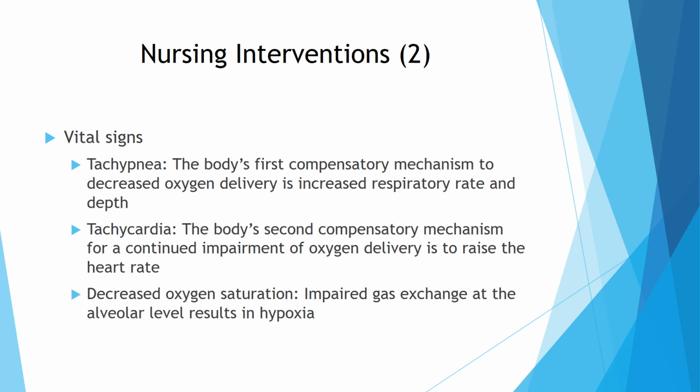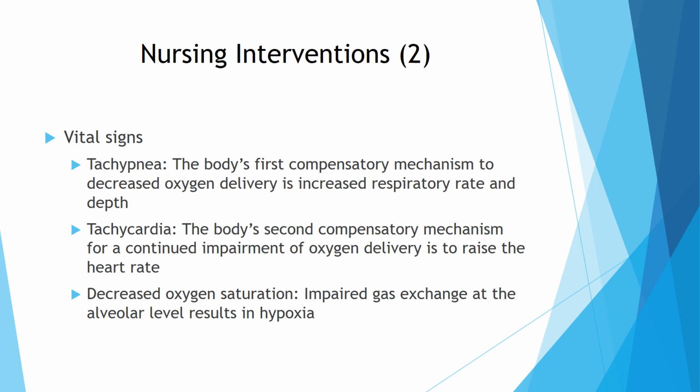So, vital signs. What are we going to see in vital signs? Tachypnea, the body's first compensatory mechanism to decrease oxygen delivery is increased respiratory rate. The body is going to want to breathe a little quicker because we're getting anxious and we want to get that oxygen into our body. So the first thing the body's going to want to do is it thinks that if I breathe faster, I'm going to get more oxygen.